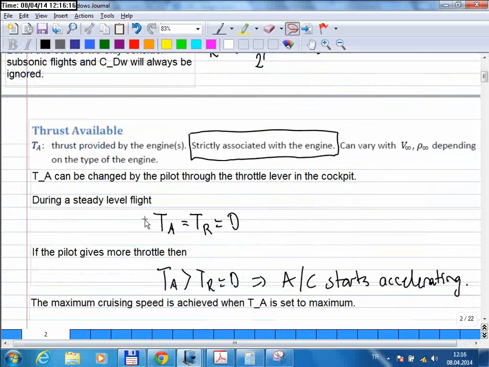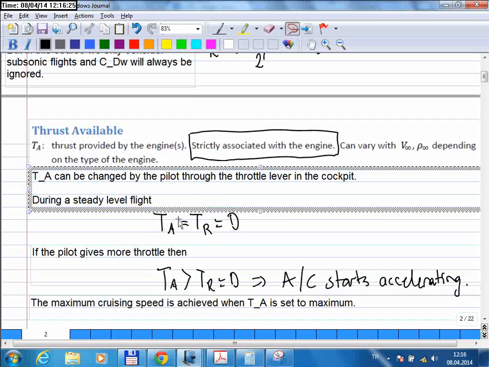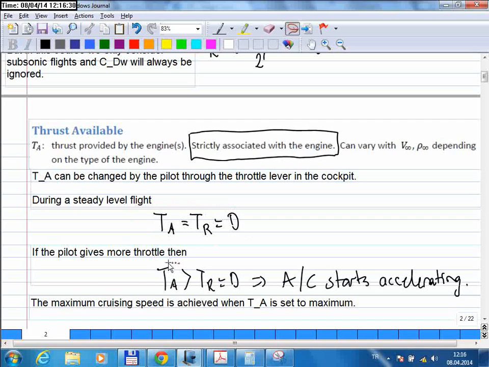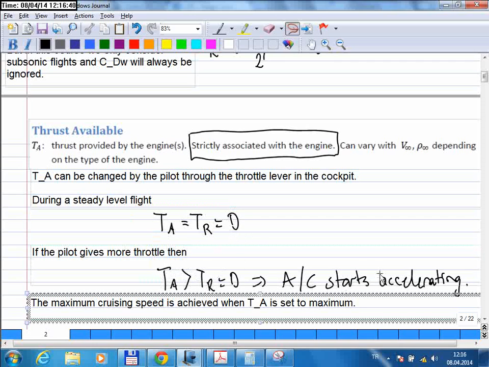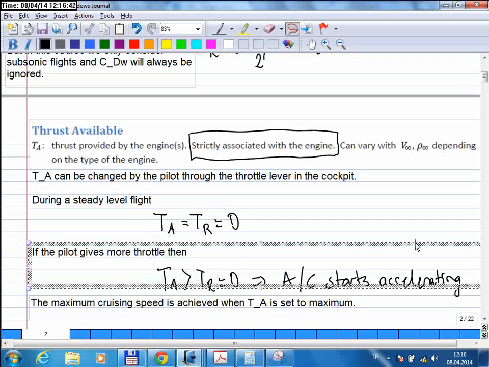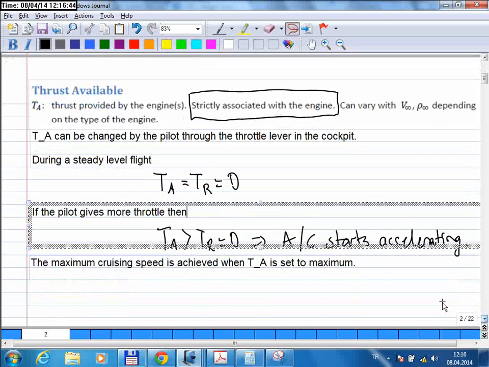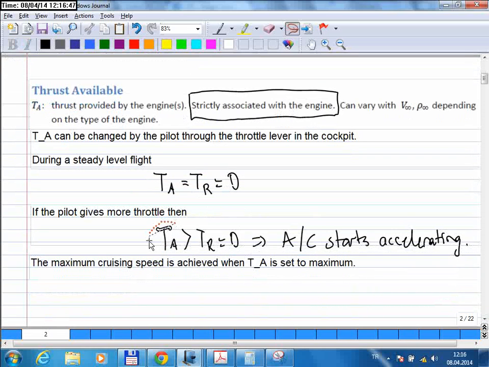So during a steady level flight, the thrust force created by the engine should be equal to the necessary thrust force, which is the drag force. So you have this equality during a steady level flight. But if the pilot increases the throttle, increases the available thrust force, then there will be such an inequality. The available thrust will be larger than the drag force. In that case, the aircraft will start accelerating. Or if he goes in the other direction, if he reduces the available thrust force, then the aircraft will start slowing down. Okay?